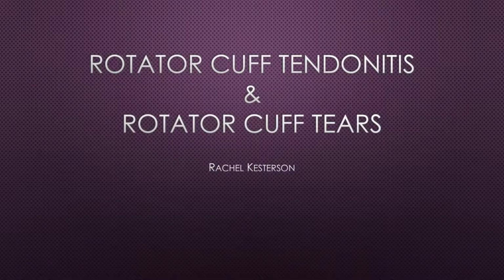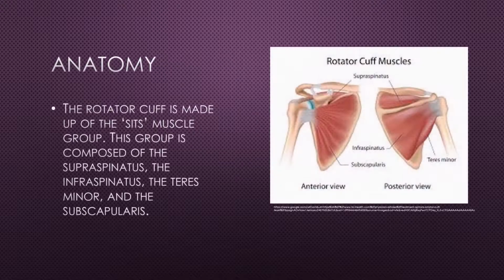This presentation is over rotator cuff tendonitis and rotator cuff tears. For the anatomy, the rotator cuff is made up of the SITS muscle group. This group is composed of the supraspinatus, the infraspinatus, the teres minor, and the subscapularis.